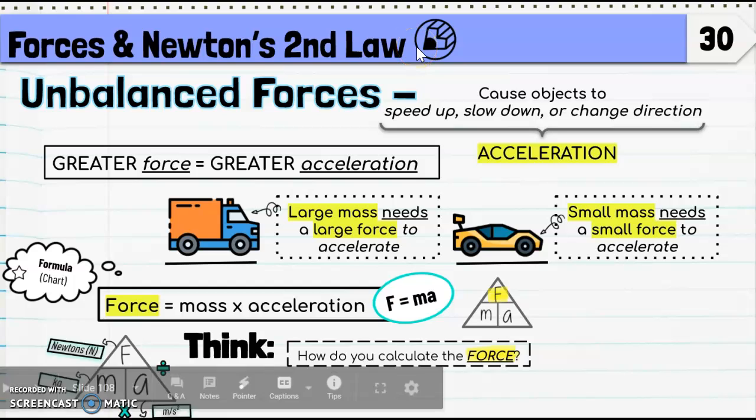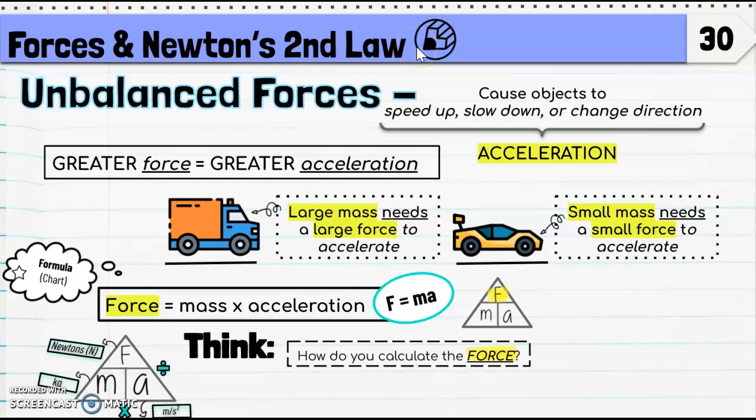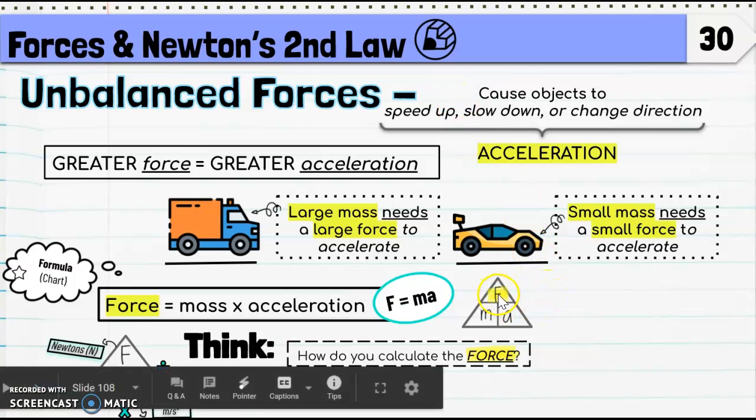So thinking of our formula triangle, how would you calculate for force? So F is on the top of the triangle, so you would cover that up, and you see the M and the A right next to each other. So that tells us you would multiply the mass by the acceleration.